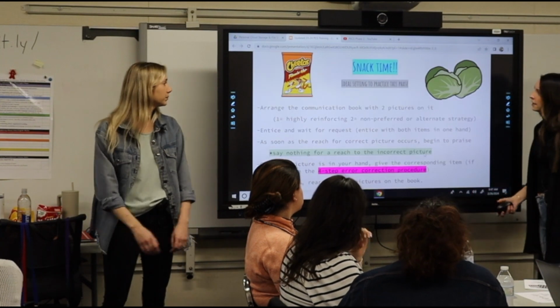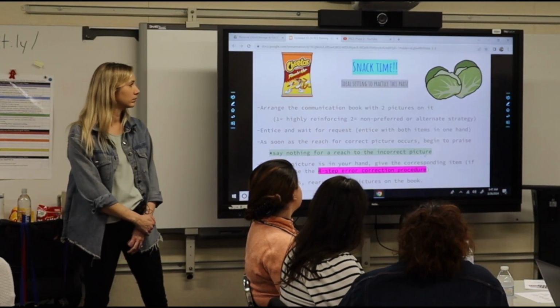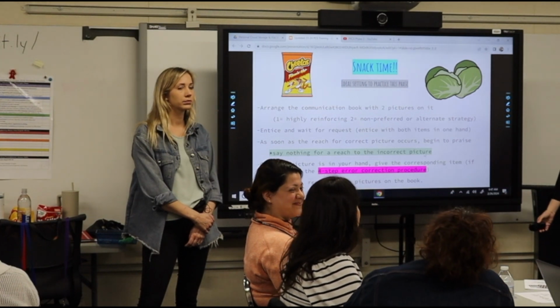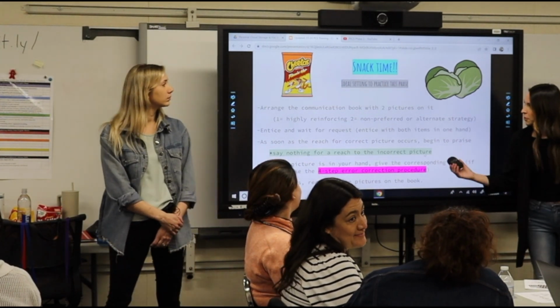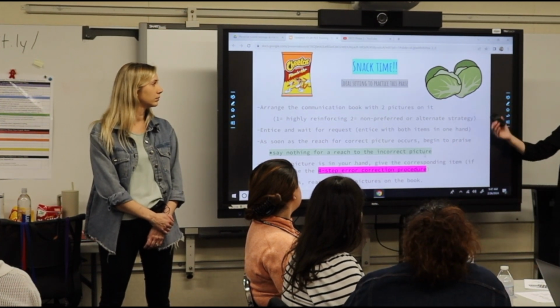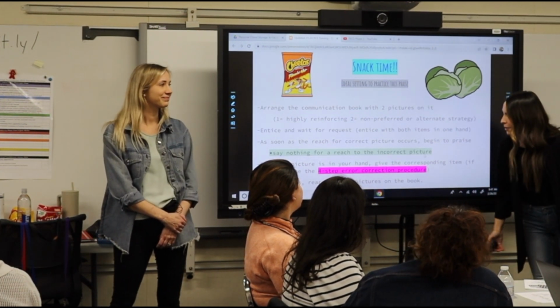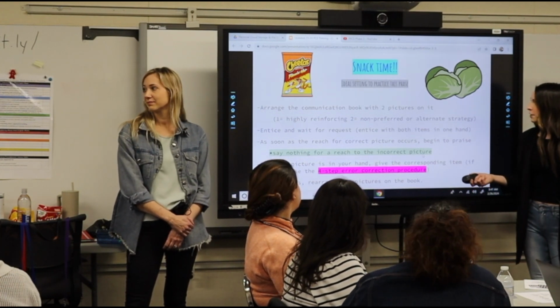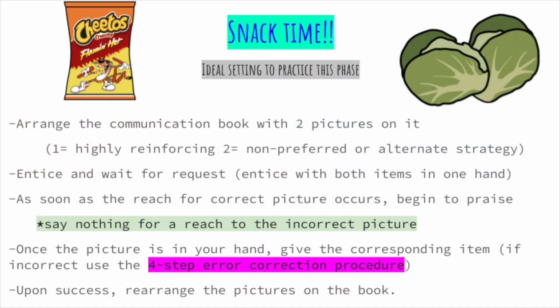So snack time, this is just a good scenario of an ideal setting to practice this phase to teach the discrimination. Arrange the communication book with 2 pictures on it, so like Cheetos and a Brussels sprout. I like both, so 1 is highly reinforcing, 2 is completely non-preferred, and entice and wait for request. Entice with both items. So I made a mistake earlier when I said in a tray. That's for the next phase. I got them confused. So you just hold them both up.